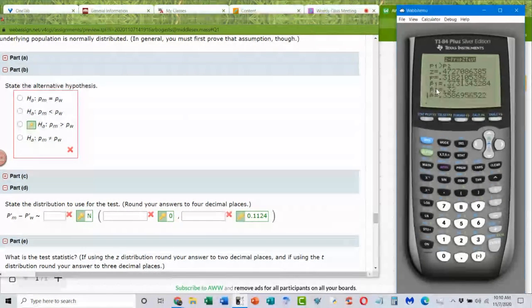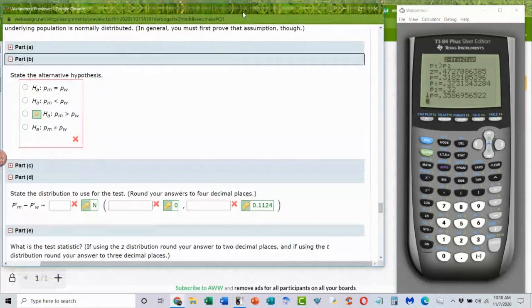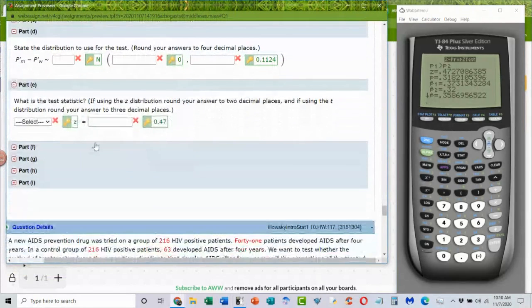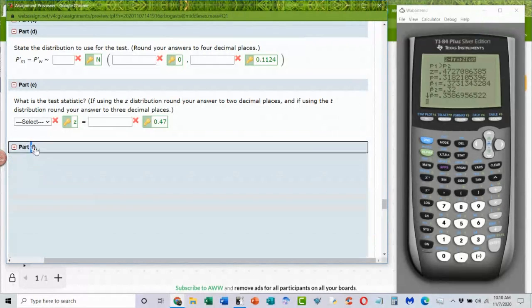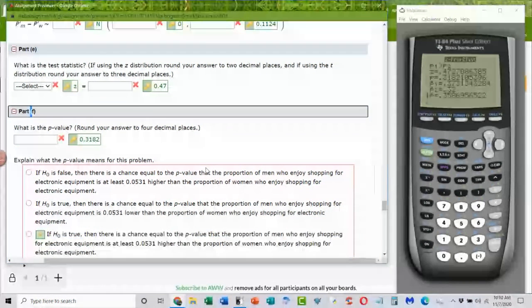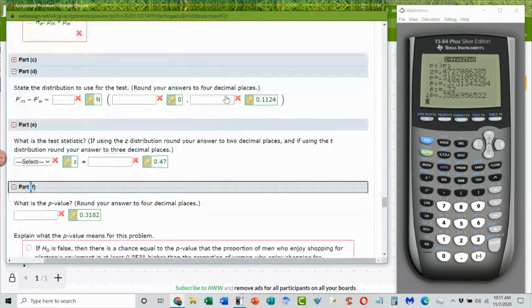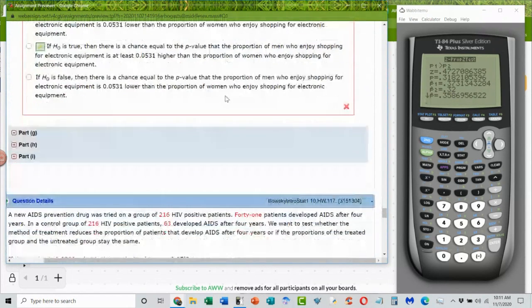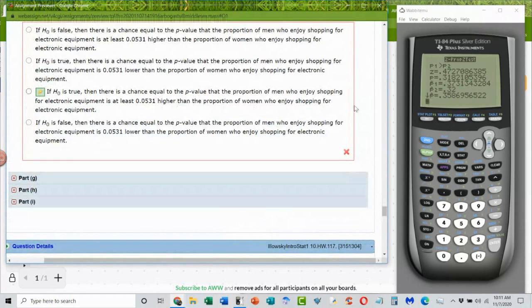These are the estimated proportions. So what is our test statistic? 0.47. What is the p-value? 0.3182. Okay, what does it mean? It's the probability of getting these two sample proportions if the null hypothesis was true. And they tell you what the proportions are and stuff like that.